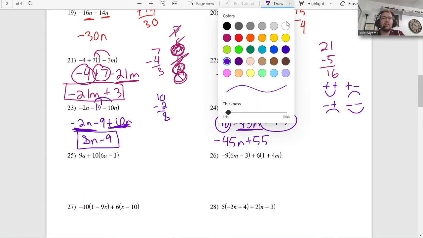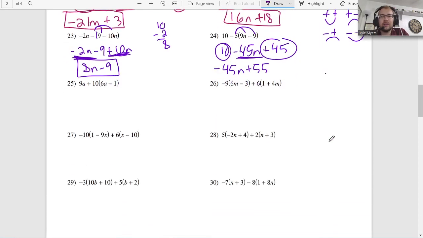All right. So up next we have, let's see, seis más problemas. We want to distribute. So 9a plus 60a minus 10. Okay, 10 times 6 is 60, 10 times negative 1 is negative 10. Then I want to see if I can combine like terms, and I can. There are two a's, so 9 plus 60 is 69a, minus 10 is the leftover little bit. That didn't combine with anything else.